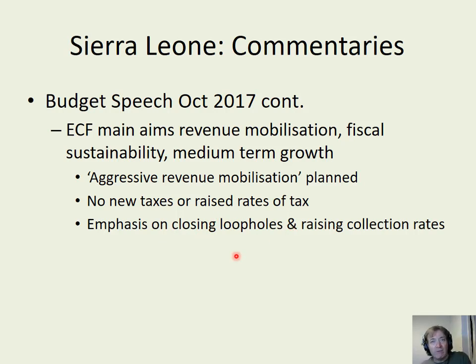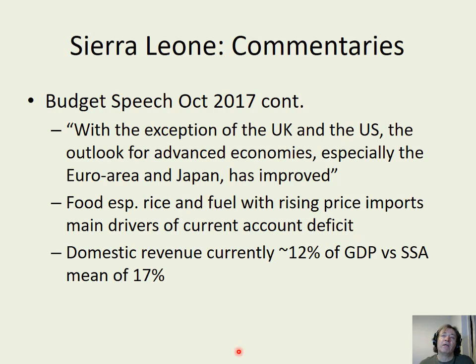So we don't need new taxes. The taxes are already there. We're just going to make sure people pay those taxes. That's what they're going to do. The reason he's saying is that with the exception of the UK and US, the advanced economy outlook is good. And of course they're saying that because the outlook for demand for their exports is good.